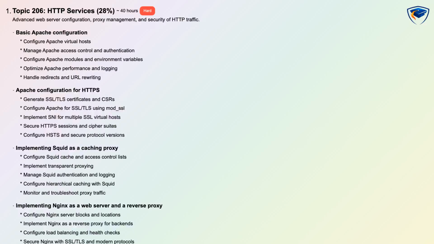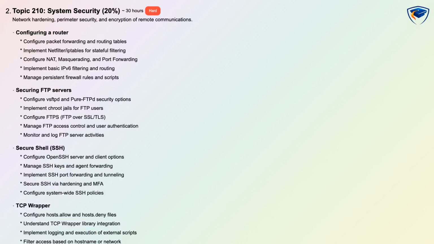You will learn basic Apache configuration including virtual hosts, access control, modules, environment variables, performance tuning, logging, redirects, and URL rewriting. You will also study Apache HTTPS setup such as generating SSL/TLS certificates and CSRs, configuring mod_ssl, implementing SNI, selecting secure cipher suites, and enabling HSTS plus secure protocol versions. And you will configure Squid as a caching proxy and Nginx as both web server and reverse proxy with load balancing and caching tuning.